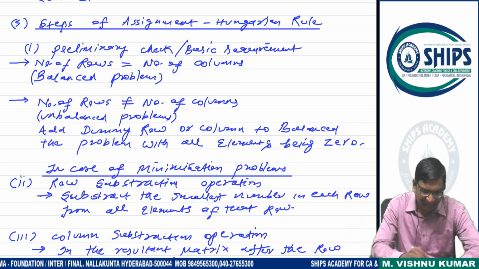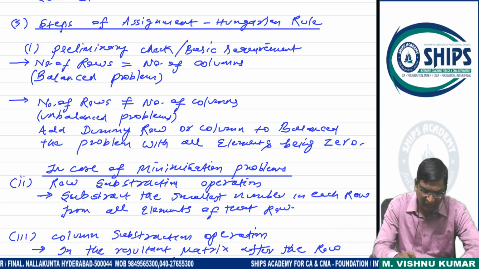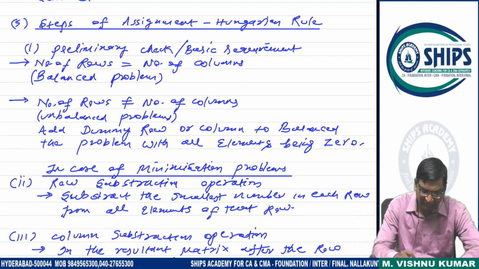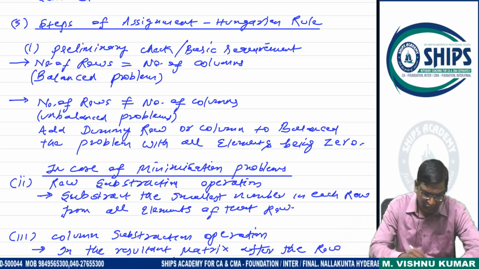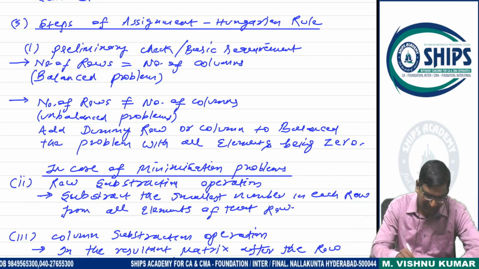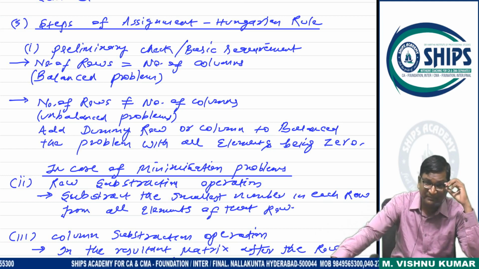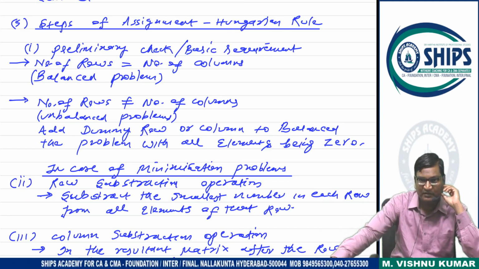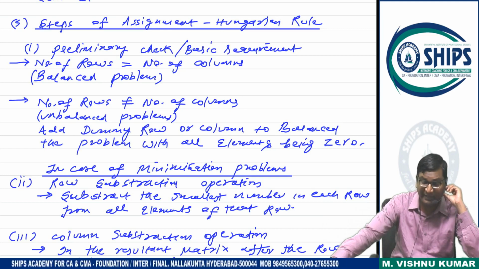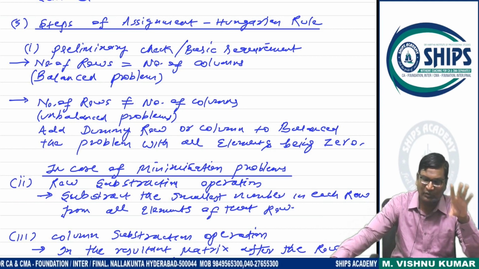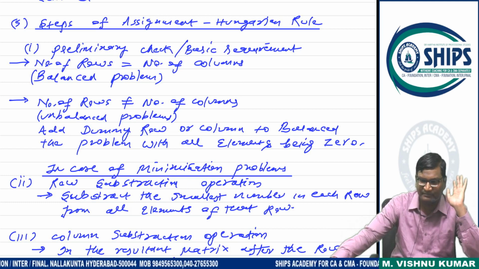Let's go, first we are understanding the steps. These steps are necessary for solving the assignment problem. First, the preliminary check, or basic requirement, is the type of matrix. The matrix should always be balanced: 3 rows 3 columns, 4 rows 4 columns, 5 rows 5 columns, like this. Maximum in examination, 3 row 3 column, 4 row 4 column, 5 row 5 column questions will be given.